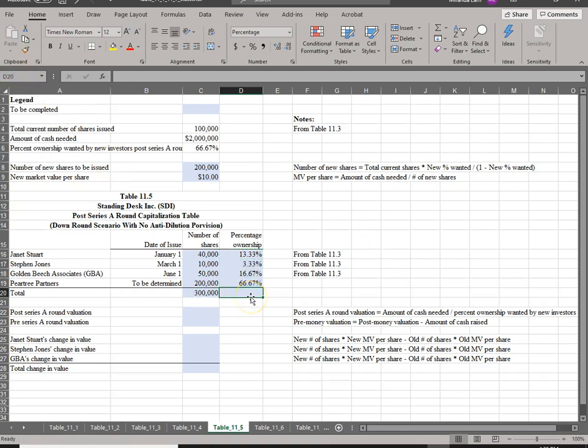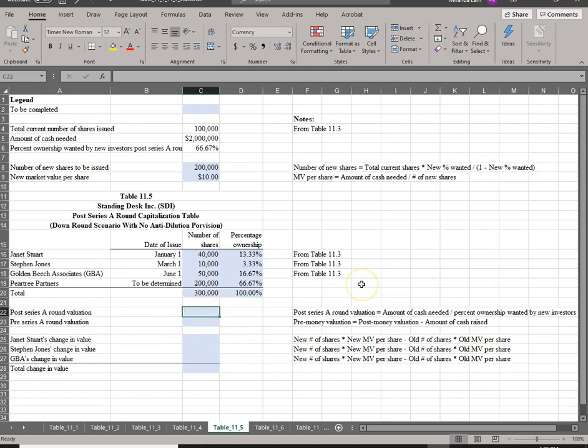So again, just to check our calculation, make sure that everything adds up to 1. So Pear Tree is the majority shareholder. And in this case, because there's no anti-dilution provision, everybody, Janet, Stephen, and GBA, all suffer losses. Let's take a look at how their losses come out.